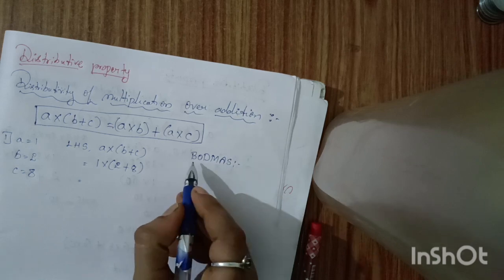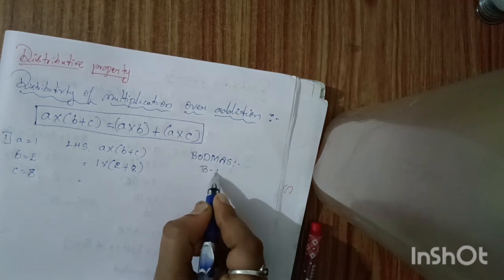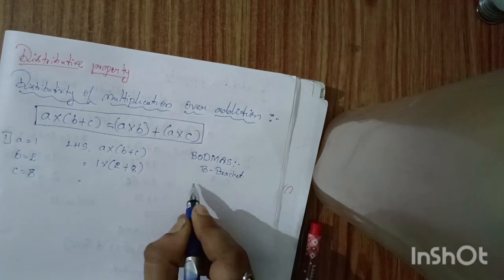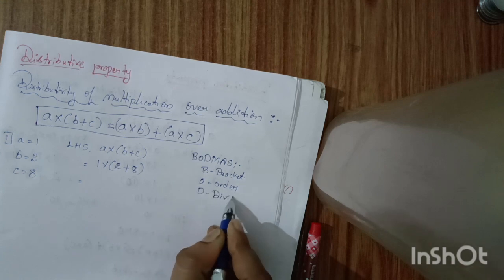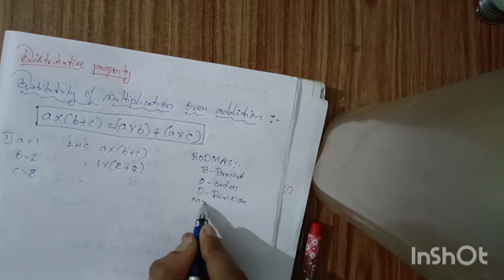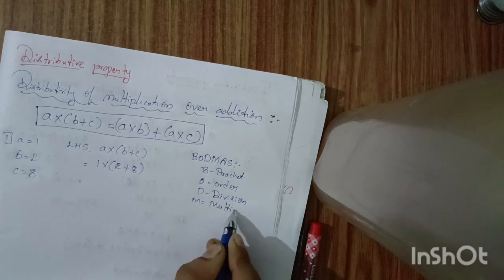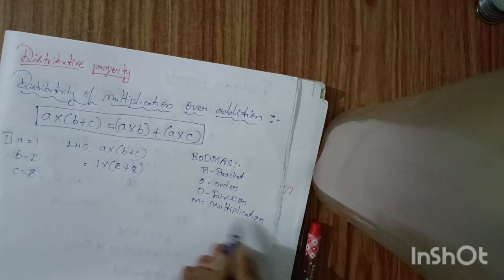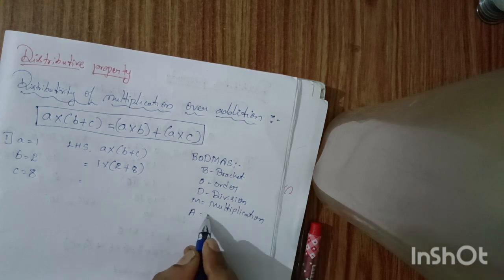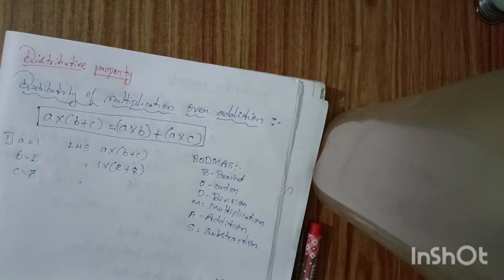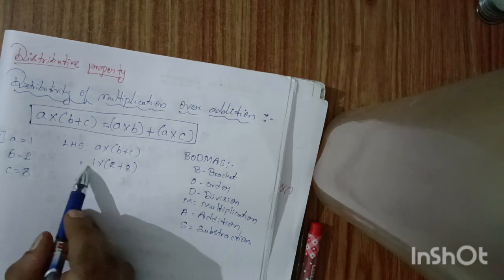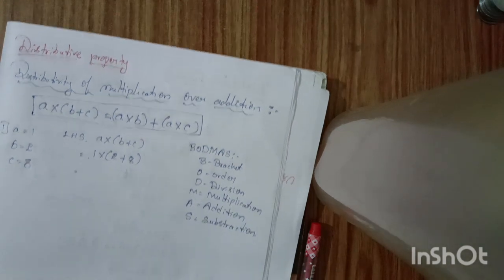What does it say? Here BODMAS means B is bracket, O is order, D is division, M is multiplication, A is addition and S is subtraction. So for simplification of problems like this, we have to use the BODMAS rule, right?